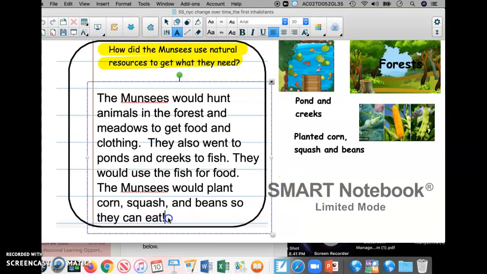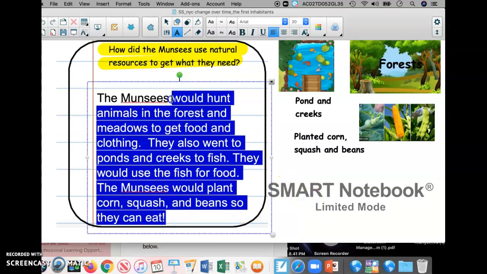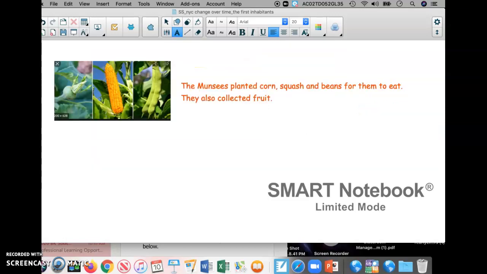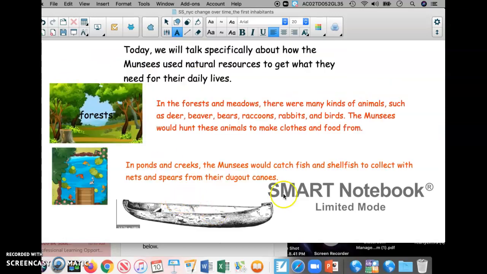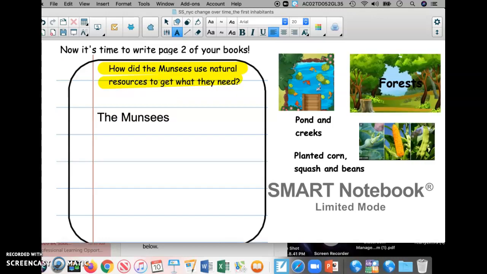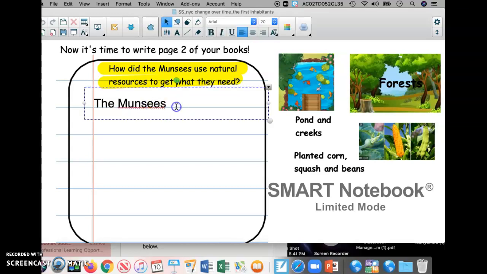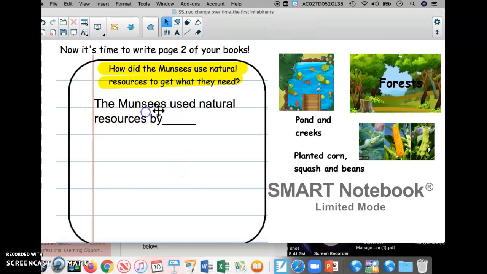I'm actually going to erase this part, and I want you boys and girls to write it on your own and use your own words. You could use these pictures. You can go back in the video and look at different things. You could even include the canoe if you'd like. So that's what I want you boys and girls to do. And let me see, we could actually get a sentence starter going. So you would say the Muncies use natural resources by, and then you would write your natural resources.